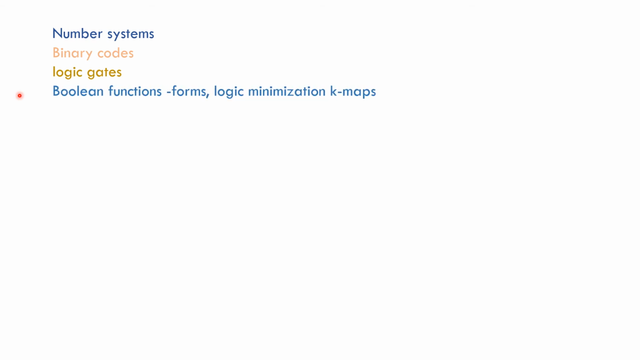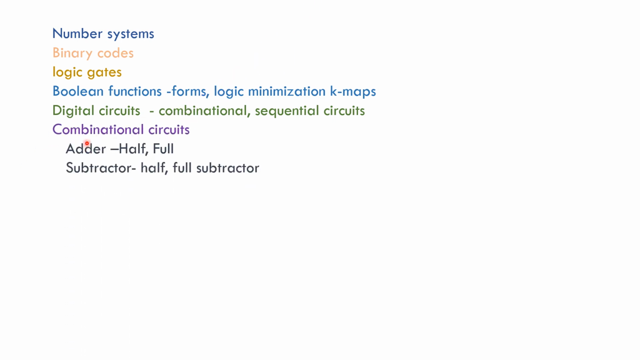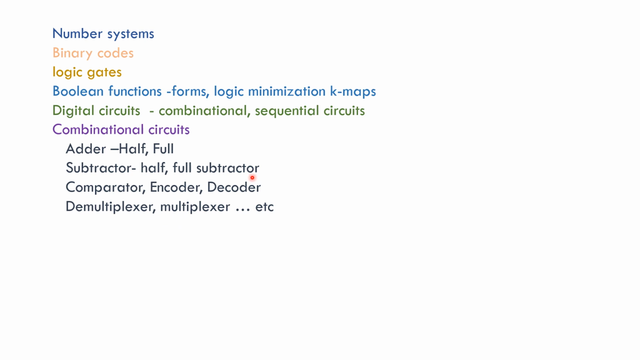To understand the digital electronic system and its design, we need to understand a few concepts like number systems, binary codes, logic gates, Boolean functions and their forms, logic minimization using K-maps, and digital circuits. In digital circuits, we have combinational and sequential circuits. In the combinational circuits, we need to understand adders, full adder, half adder, subtractors, half subtractor, full subtractor, comparator, encoder, decoder, multiplexer, demultiplexer.